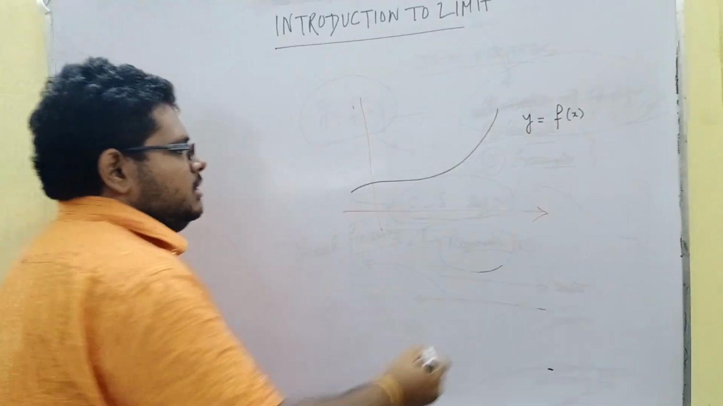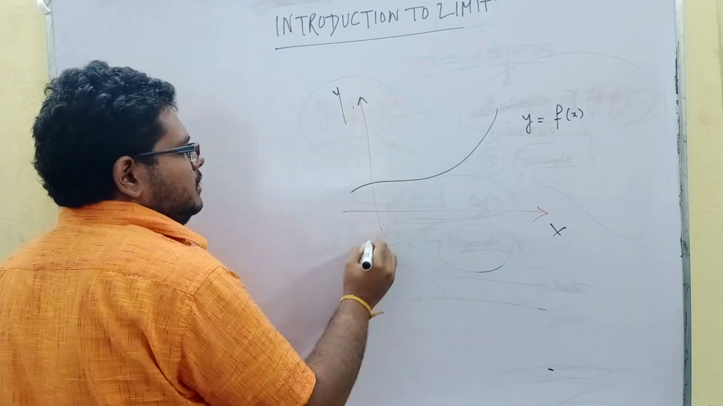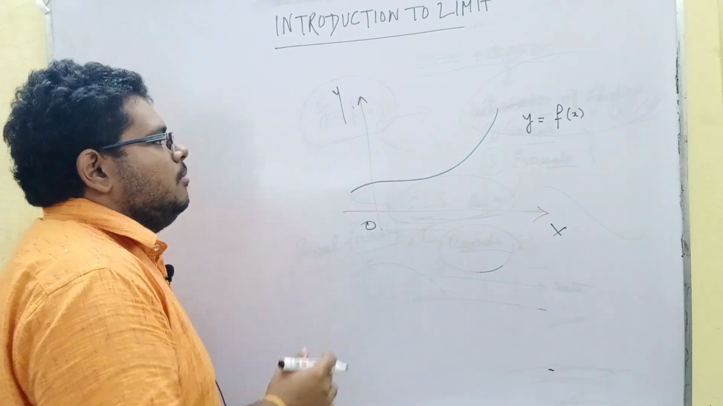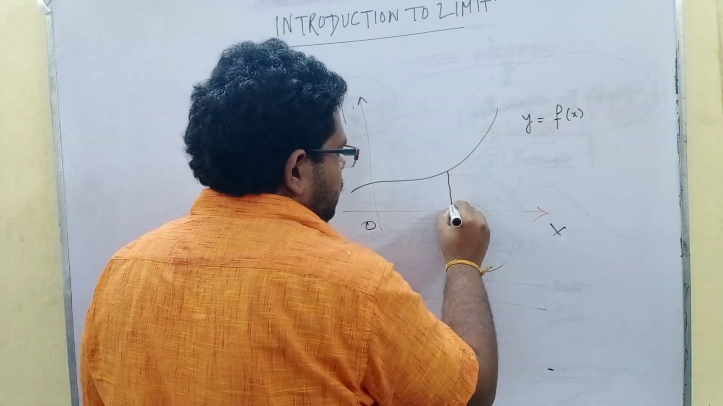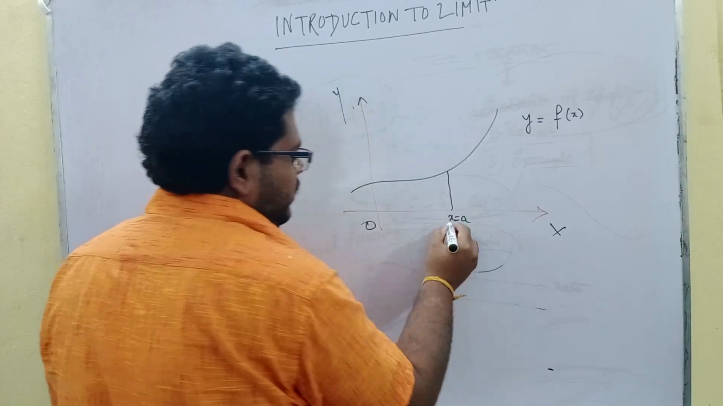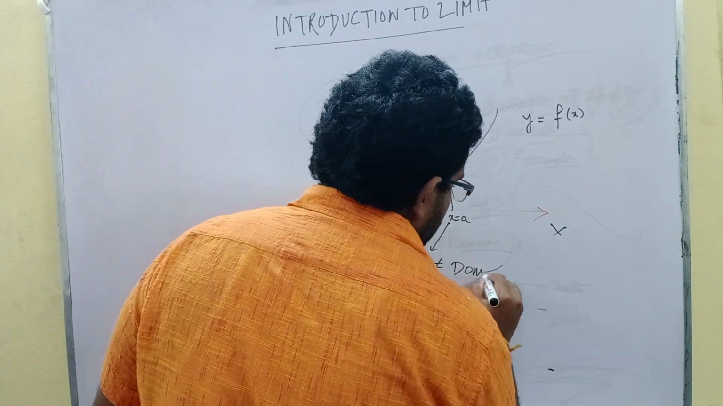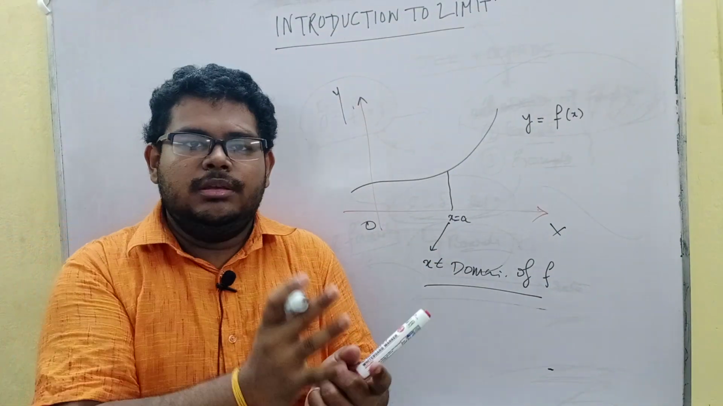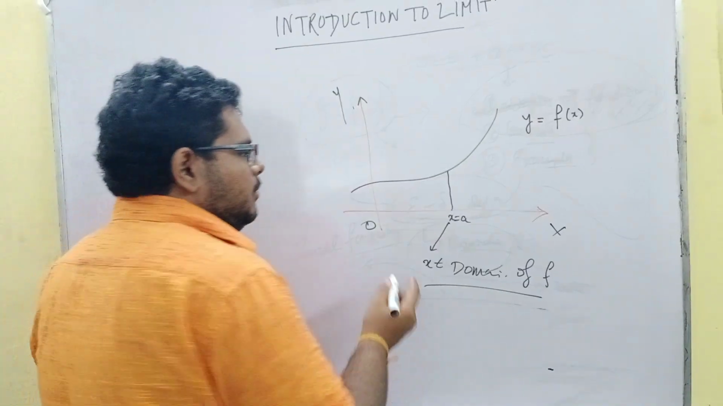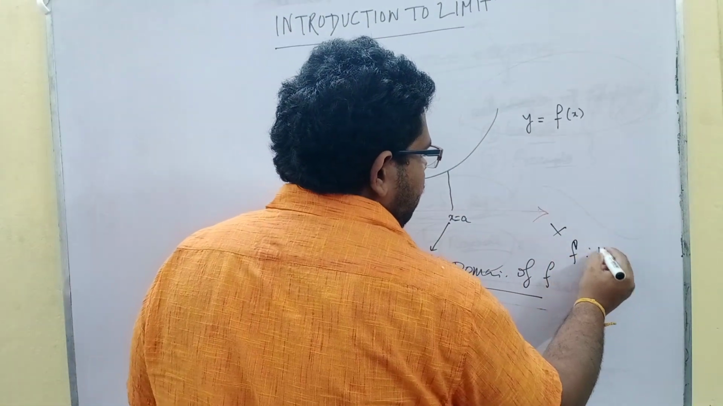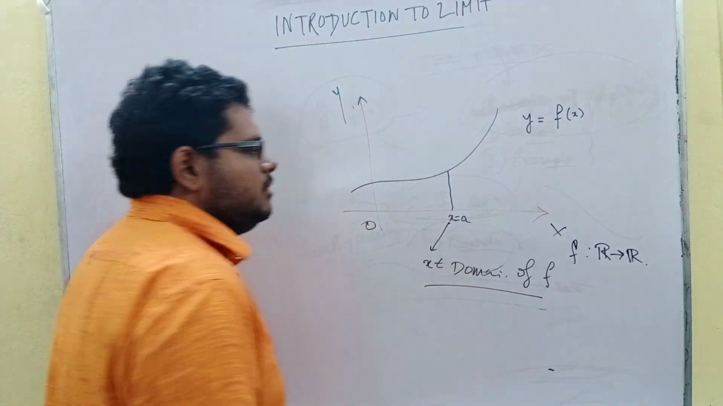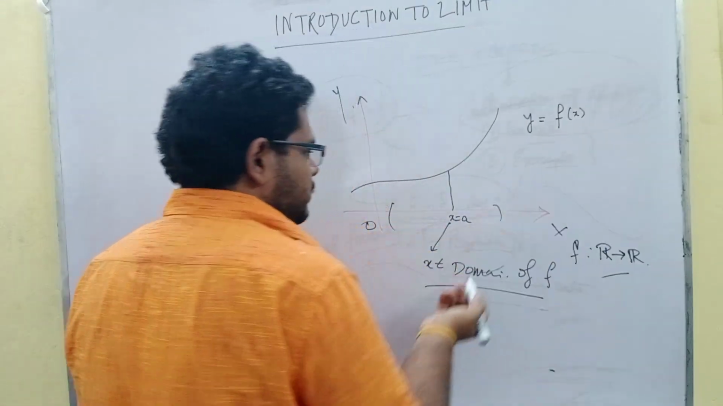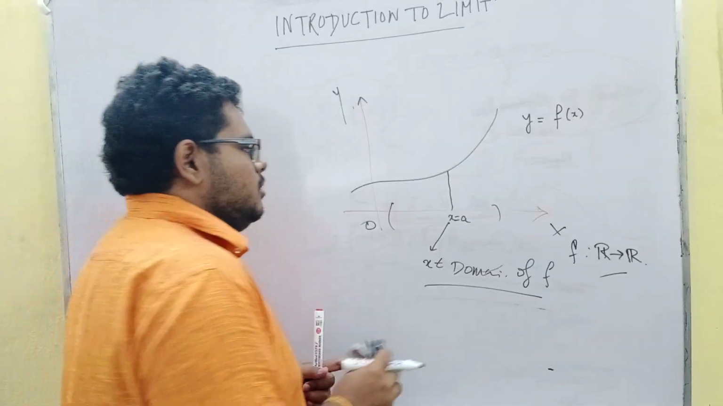Now, this is the x-axis, this is the y-axis, this is the origin. So this is y equals f(x), and moreover, suppose we have a particular point x equals a, where x belongs to the domain of f, because we can't take values of x outside the domain of f. Suppose the domain of the function is defined from real to real, so there is no problem, because we can't take any point outside a particular interval per se.